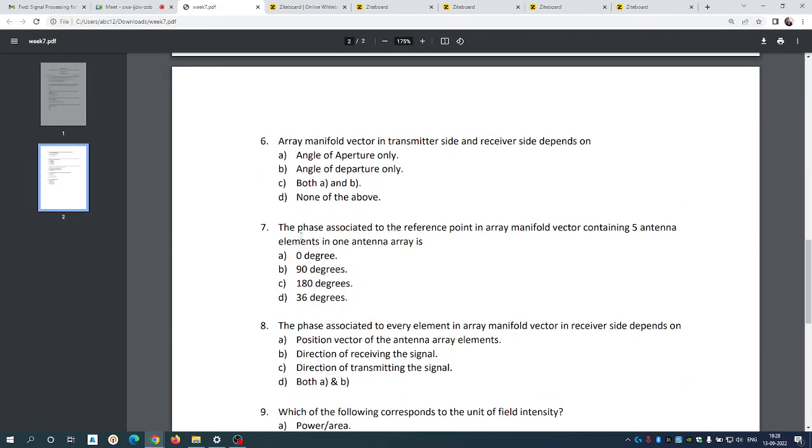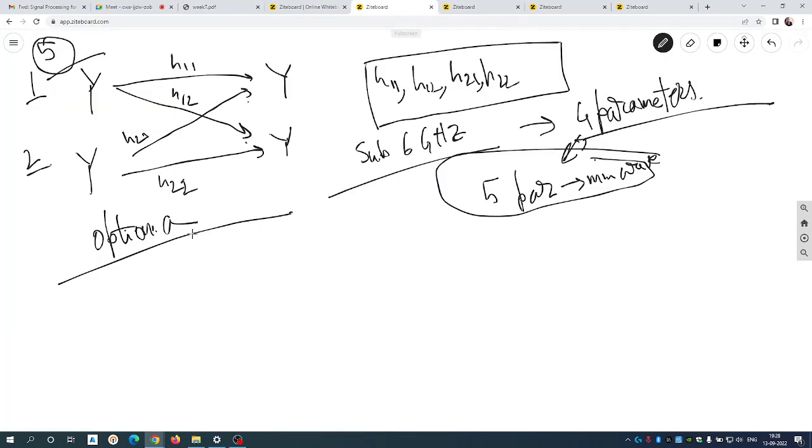So the next question is, array manifold vector in the transmitter side and receiver side depends on what? At the transmitter side, the manifold vector depends on angle of departure, and for the receiver side, it depends on angle of arrival. Option A and B say only one of the terms. So the correct option will be option C, both A and B. So for question number 6, the option is C, both A and B.